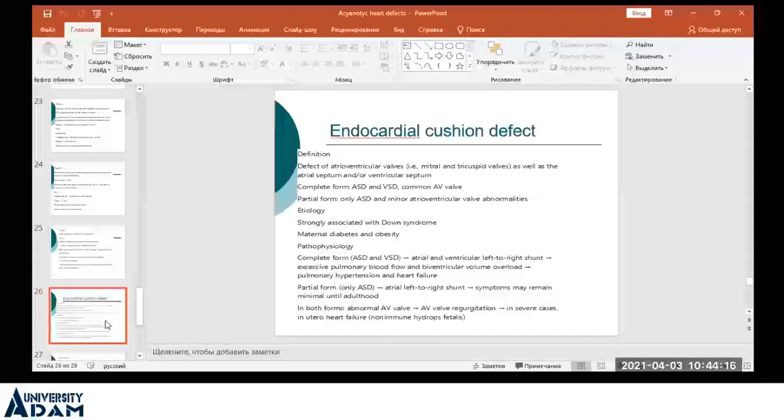And the last acyanotic defect is endocardial cushion defect. Defect of the atrioventricular valves, mitral and tricuspid valves, as well as the atrial septum and ventricular septum. Complete form: ASD and VSD, common atrioventricular valve. Partial form: only ASD and minor atrioventricular valve abnormalities. Strongly associated with Down syndrome, maternal diabetes, and obesity.